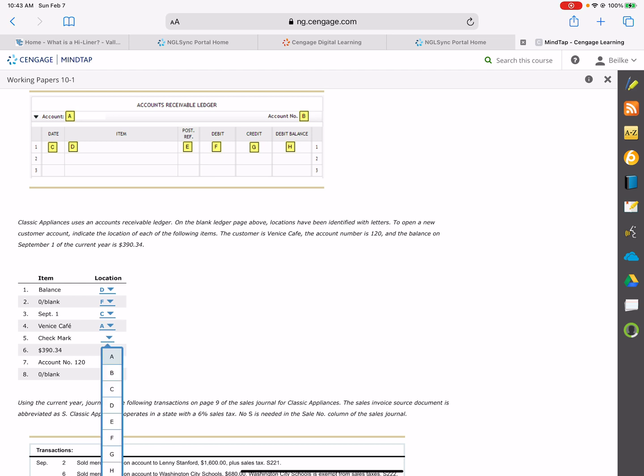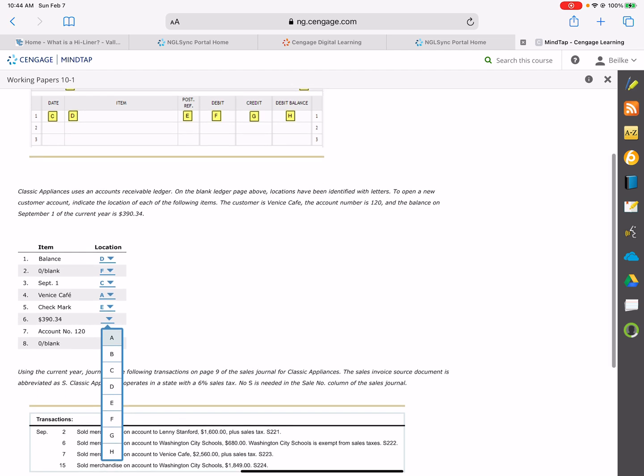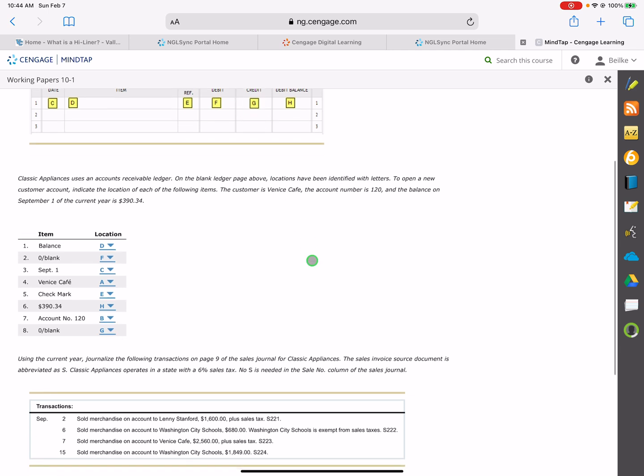Check mark goes into our post reference, because we are not posting anything, we're just creating a new page. $390.34. Right here we said the balance, so that goes into letter H. Account number 120 will go into our account number, so that would be letter B. And the other blank will be letter G, because again, remember, we're not posting anything, we're just opening the account. So it should look like that.